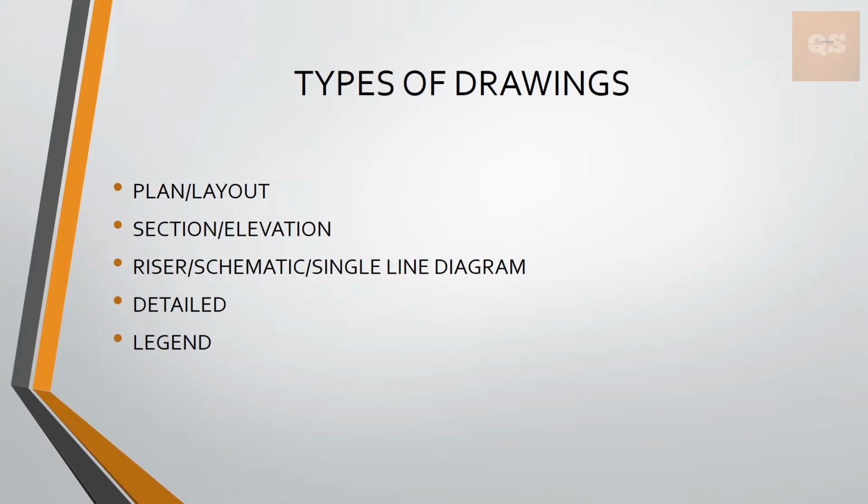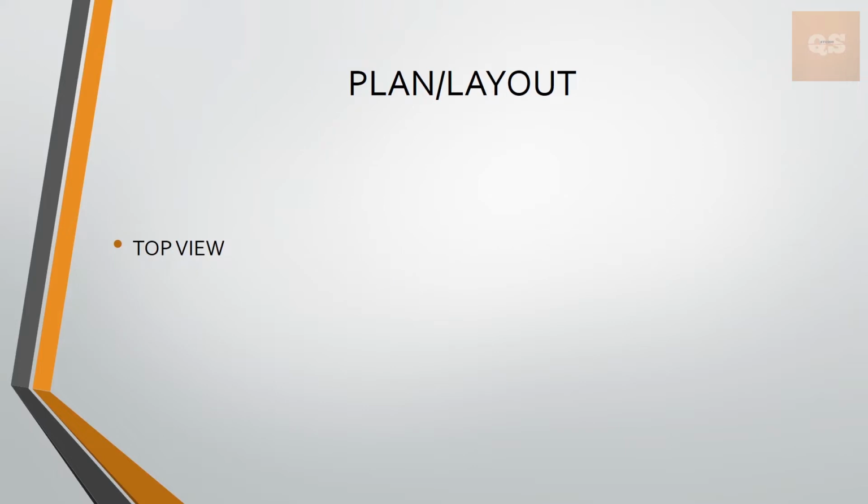Now, basic types of drawings are these. There are the plan or the layouts, then there are the sections and elevations. There are risers, schematics and single line diagrams. There are detailed drawings and then legend drawings. So let's understand each one. I'll also be showing you examples of each type of drawings. So keep watching.